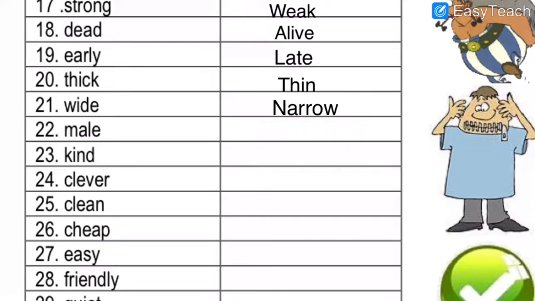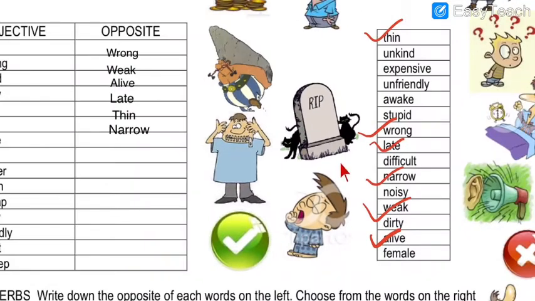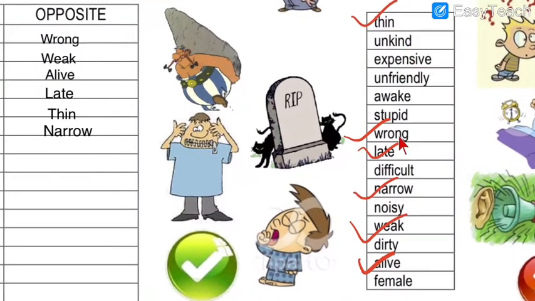Now next two, it's your chance to solve. Come on, are you all ready? Have you written the answers we have done previously? Okay then. Number 22, male. You know, male is the word used for the boys, gents, or any male animals. So what is the opposite of that? Try to find out the answer on the right hand side. Options are there. Your time starts now.